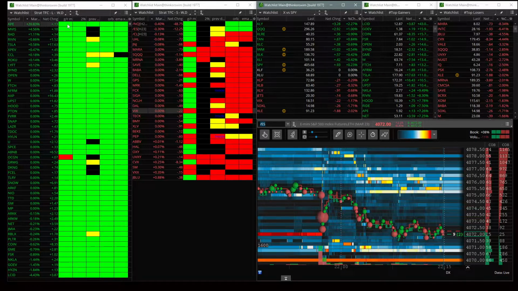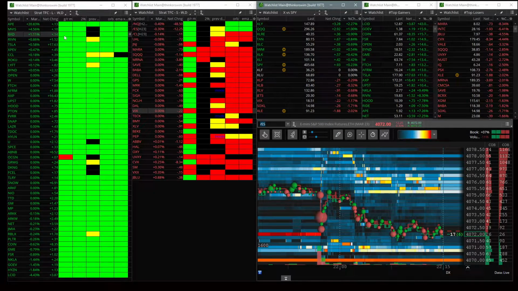Green or red on the month, it just means basically is it green or is it red on the month? Okay, if it's green, the box will be green. If it's red, the box will be red. All right, and I will show some examples here in a second.